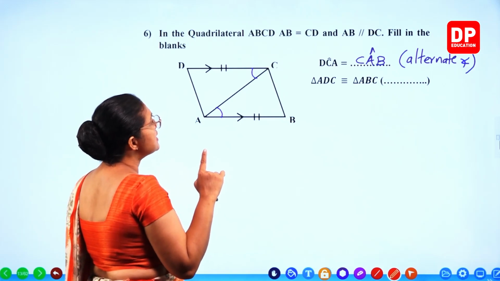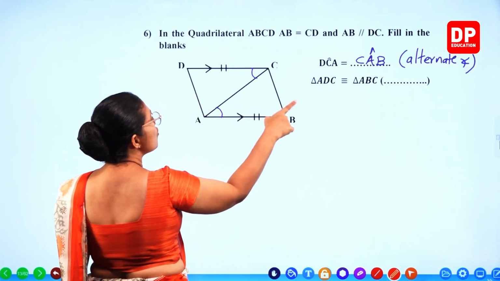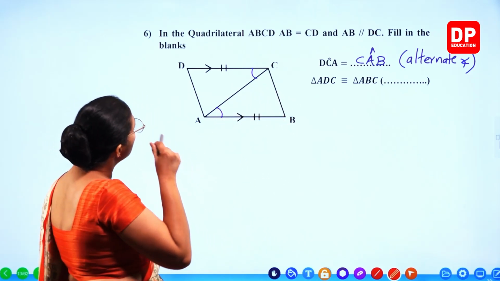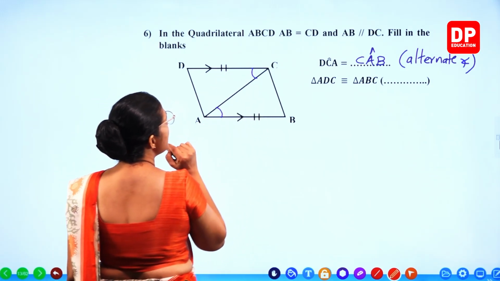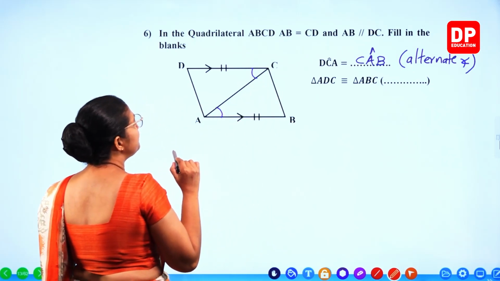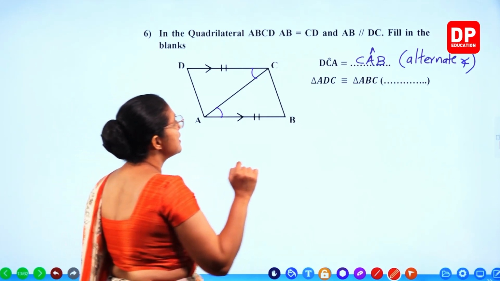So triangle ADC is congruent to triangle ABC. What's the case? So let's see. Length is equal, angle is equal, and this is also equal. AC is common. 2 sides and included angle. So that's SAS.